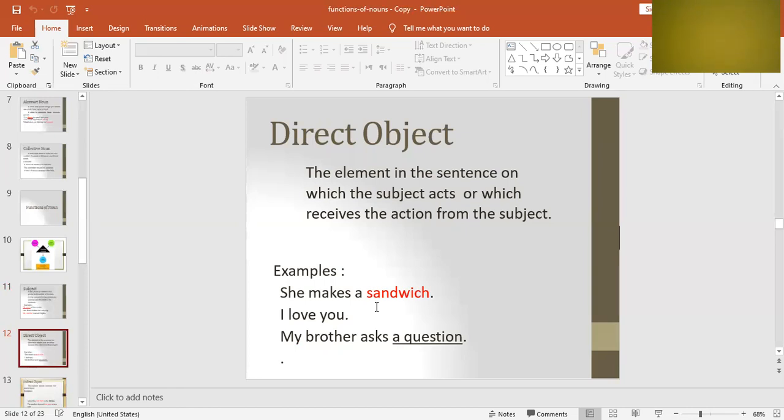My brother asks a question. What does he do? He asks. He asks what? A question. It's related to the verb. So this is an object. Okay.